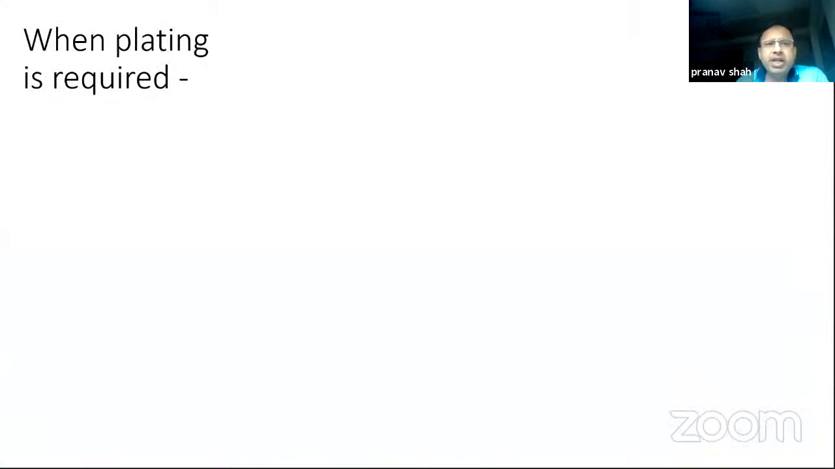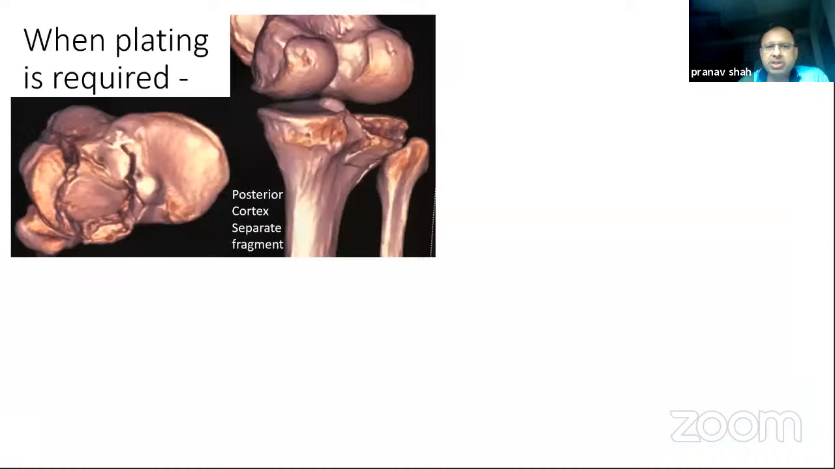Now, sometimes you may require a plate on the posterolateral side. This case I am sharing with permission from Jignesh Bhai because it is his case. This is the place where the posterior cortex is a separate fragment. And just by reducing this condyle, we are not going to be able to support this posterior cortex, this marginal fracture of the posterior cortex.